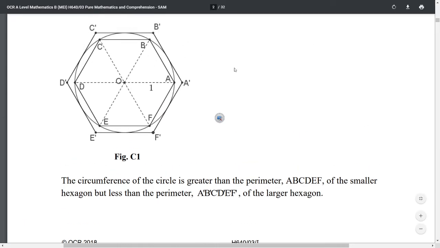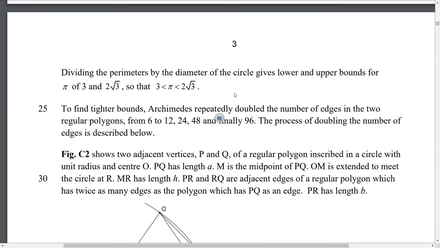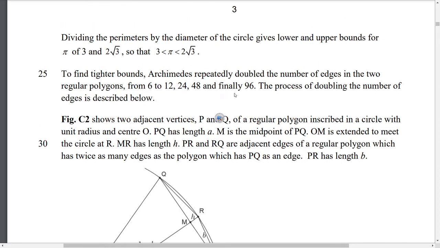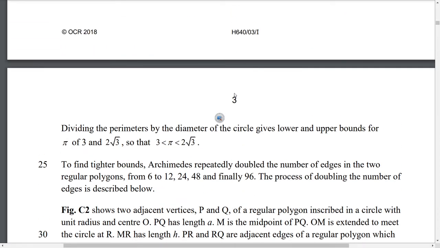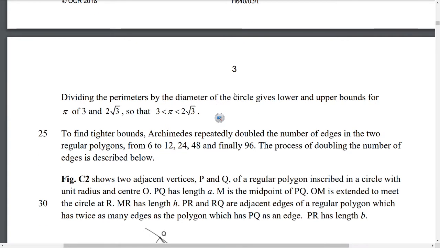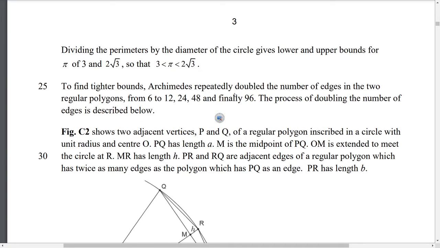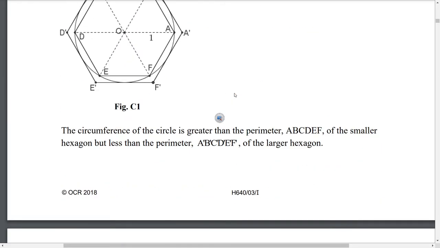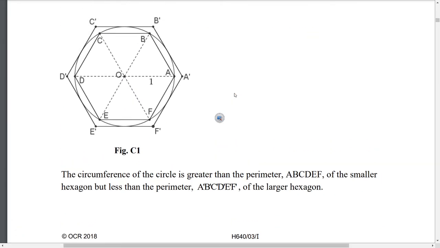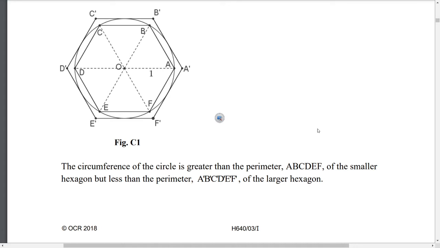The smaller hexagon has to be the lower bound. So we're doing something wrong. If it has dividing the perimeters for pi of 3. So the perimeter of that is 6. Okay, so the smaller one is the lower bound somehow. That's because it's equilateral. So 6. It has 6 sides. So when you divide it by 2, you get 3.